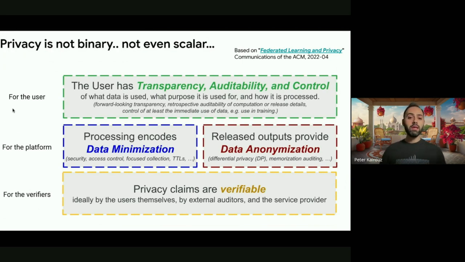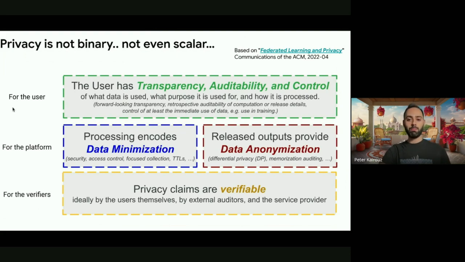And in one recent paper, which is called Federated Learning and Privacy, published in the Communications of the ACM, we tried to write down privacy principles that we believe are important for a lot of people and that separate apart different concerns from the perspective of the user, the platform, and the verifiers. So let me quickly walk you through these privacy principles.